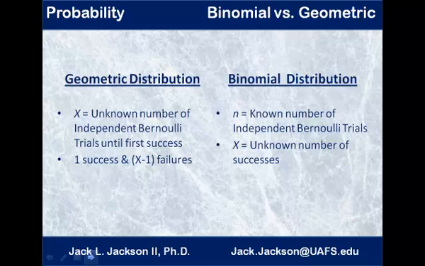That's x. Contrast that with a binomial distribution. In this distribution, we have a known number of independent Bernoulli trials. That's n. What we don't know is how many successes, and that is x. So notice there's a compare and contrast here a little bit.